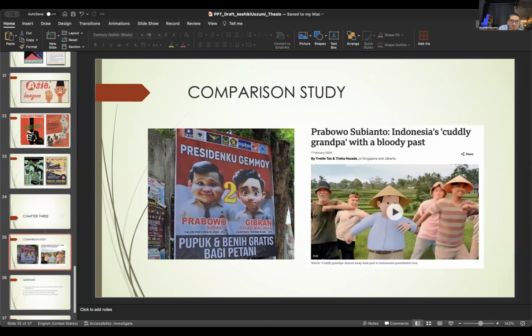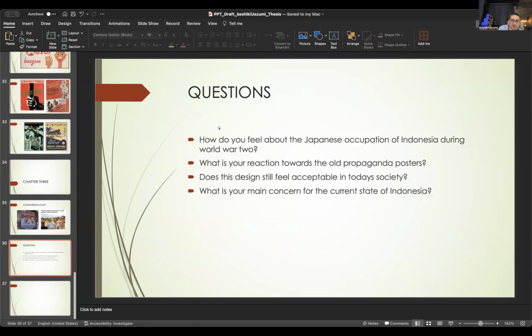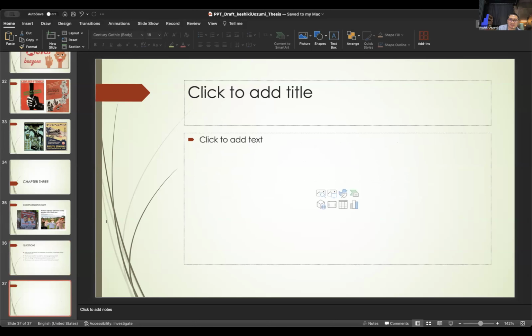So my comparison study will be towards political issues that are, for example, the presidential campaigns. And my questions are geared towards how people feel about the posters and their information about the current state of Indonesia and their concerns. That is all. Thank you, sir.